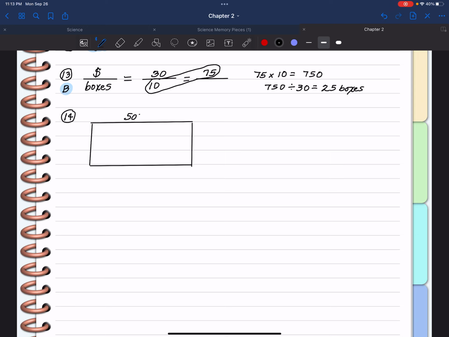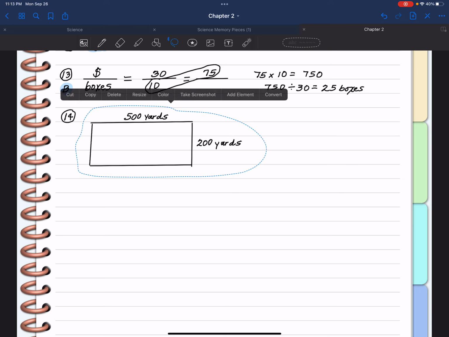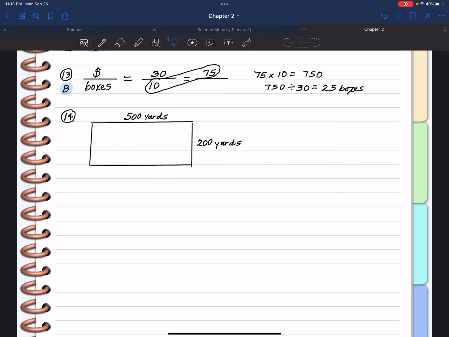500 yards and 200 yards. He drew the length as 25 inches and the width as blank inches. So we are going to take this big park and we are going to scale it down to a drawing. Okay. So that's a mama and a baby shape.